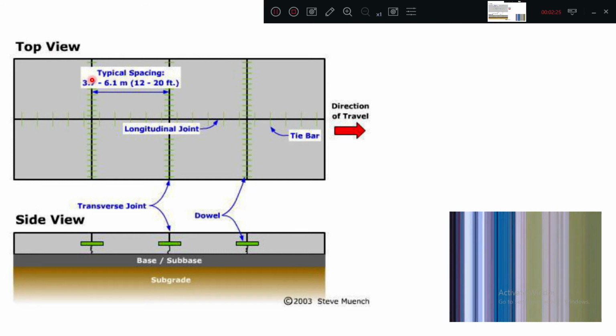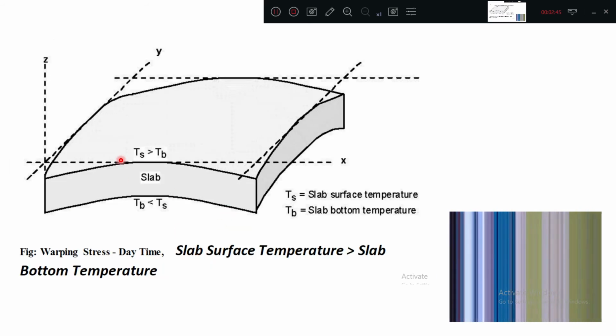In this top view you can see the longitudinal joint. These are dowel bars, these are tie bars. In the cross section you can see dowel bars are placed across the joint. Across what type of joint? Across the transverse joint. Okay, dowel bars.